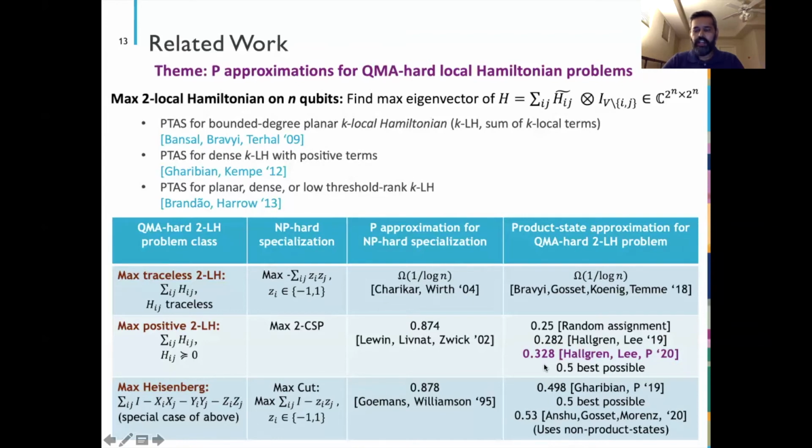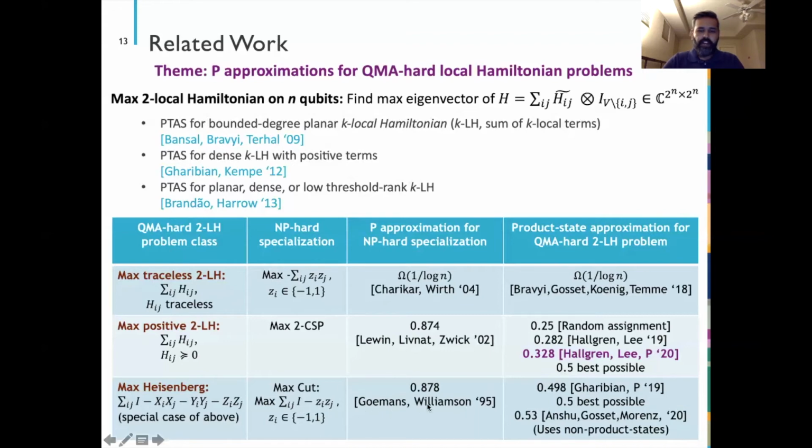I should mention that this notion of using product states to compare against quantum optimum has its limitations, and as noted earlier, you can come up with examples that give gaps. Here, the best we could possibly do is a half if we insist on using product states. Now, a special case of this, that quantum generalization of Max Cut, is called the Max-Heisenberg problem.